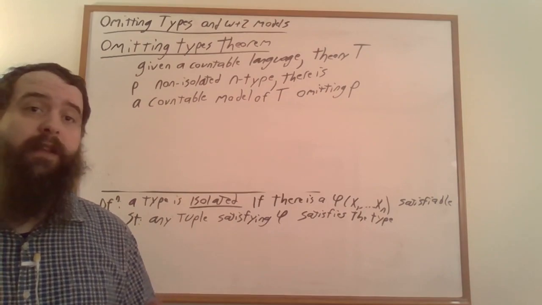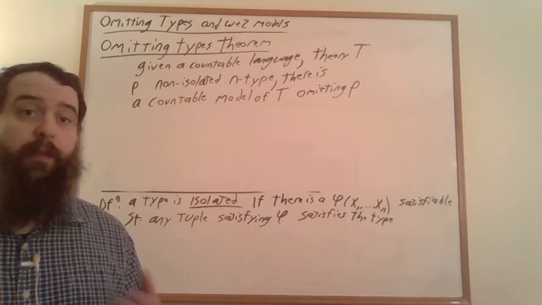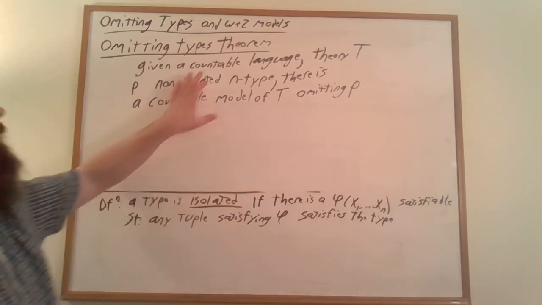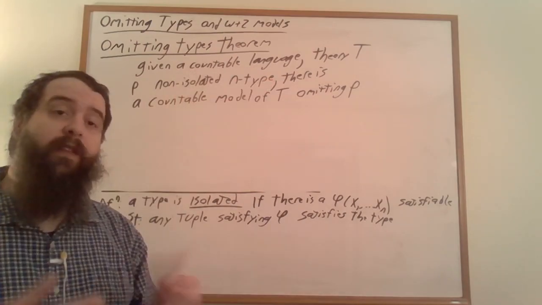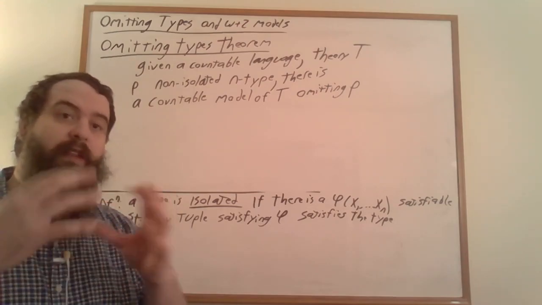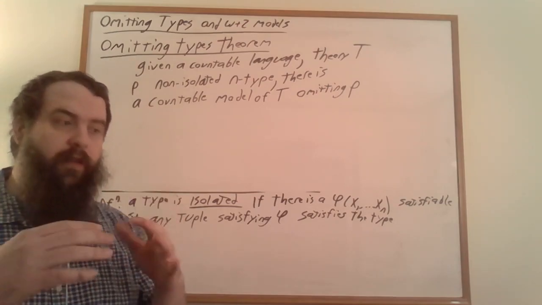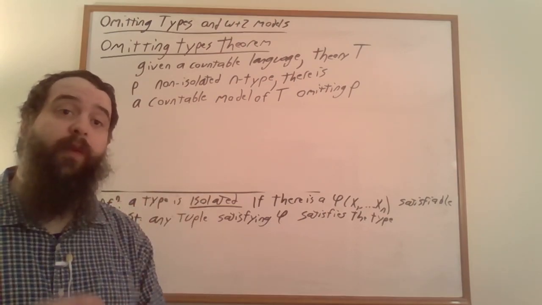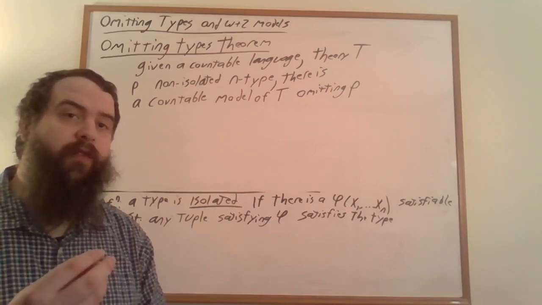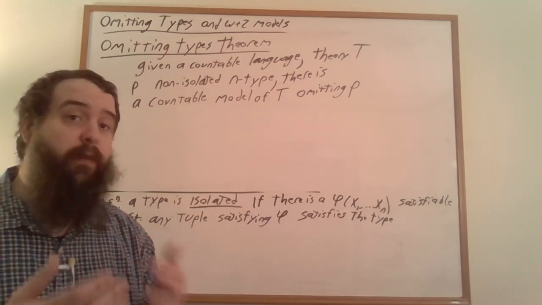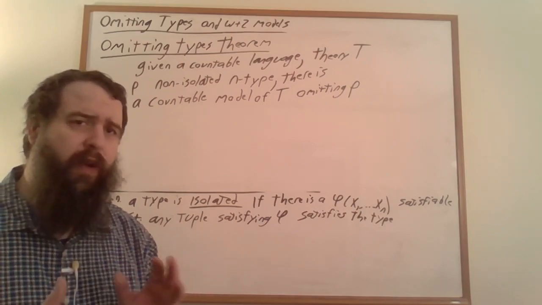Unfortunately, the omitting types theorem isn't quite as flexible as the model existence theorem. It needs to be the case that we're working over a countable language, because in the proof of the omitting types theorem, we're going to be explicitly constructing our model using some sort of countable construction. At every stage, we're going to be introducing new elements to our structure and deciding on their properties, and we need there to only be countably many stages in order for this to work out right.